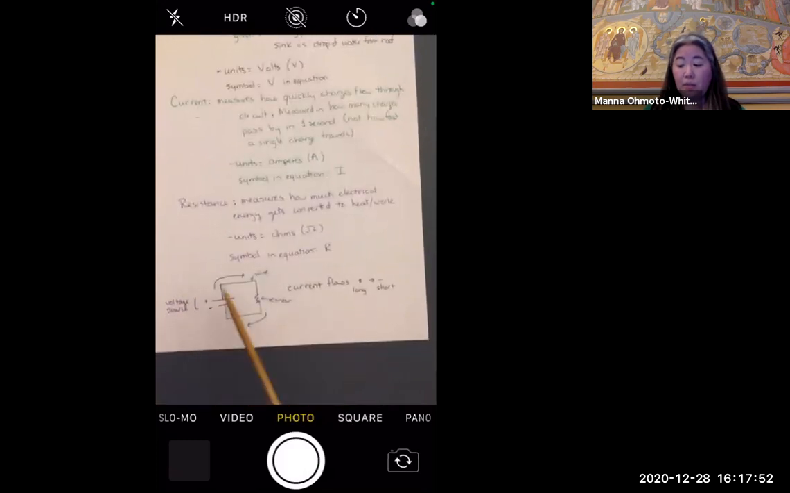So how does this show? I have my voltage source here, I have my wire, I have a resistor, and the wire connects it all back, and this is my current. The convention is that the current flows from the positive end to the negative end, or the long end to the short end.